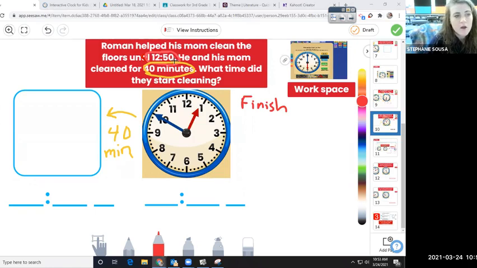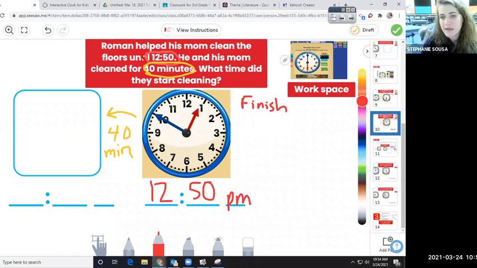Okay. You guys are going to finish this with a partner. We have finished at 12:50. You are going to go find the time that it started. What time did they start cleaning? Also, it's pretty safe to assume that it's 12:50 p.m. in the afternoon and not midnight 50 that they're cleaning floors. All right, you're going to go in your breakout room. I want you to solve this with your partner.